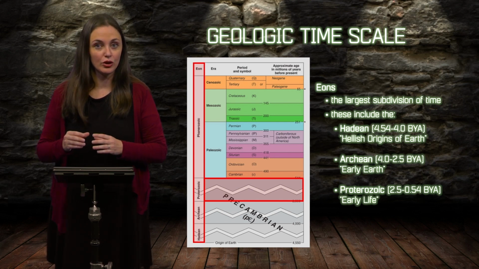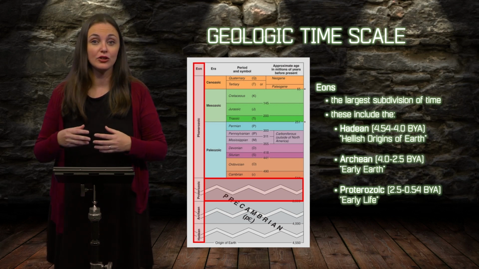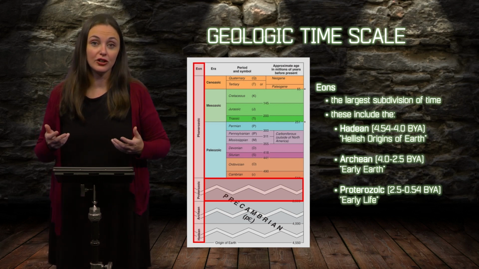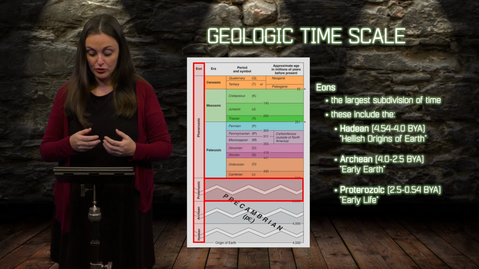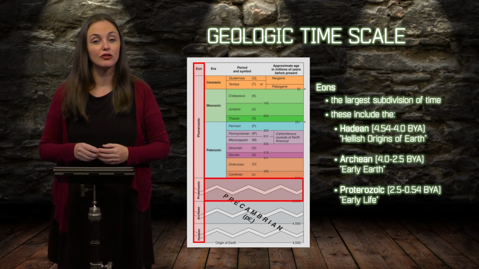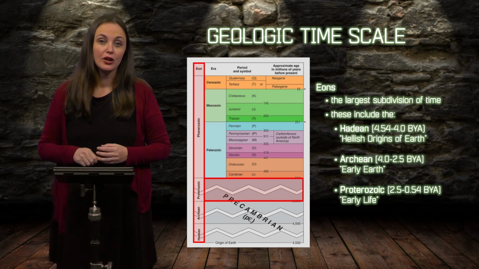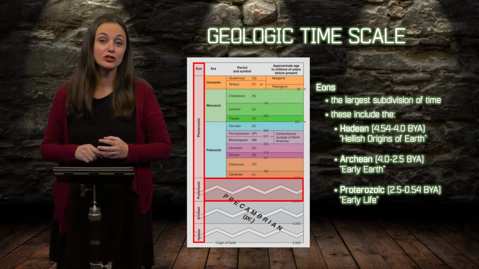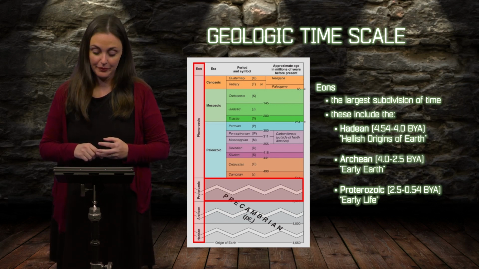Now, the end of the word, zoic, you're going to see a lot in these divisions of time, because zoic means life. And so this is always going to refer to something that's going on with life in Earth history. So Proterozoic basically just means early life. And that spanned from 2.5 billion to roughly 500 million years ago. So this is 2 billion years of Earth history in this subdivision of time that we're calling the Proterozoic. Definitely the largest chunk of time of any of the eons.